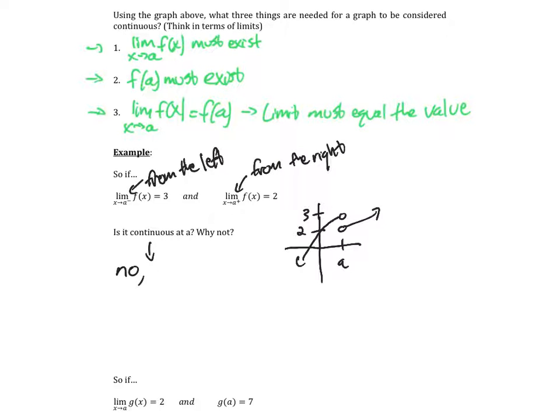No. And when I ask you why it is continuous or not, you have to give me one of the three reasons above. We would say no, and this is what you must write. You can't say because I had to pick up my pencil or anything like that. You have to give one of the three reasons. The reason it's not continuous is because the limit as x approaches a of f of x equals DNE. That is what you must write. Anything else besides one of those three things, you would lose points. Okay, so just be very careful with that.